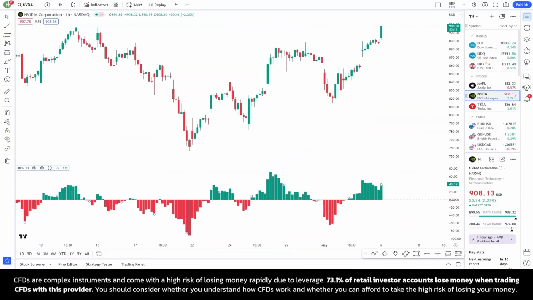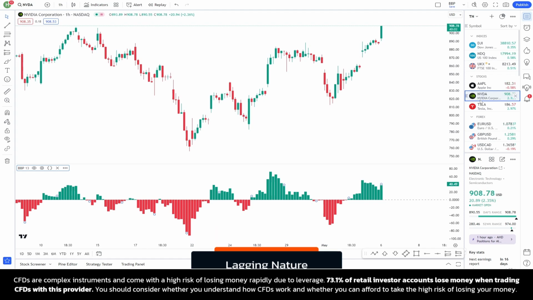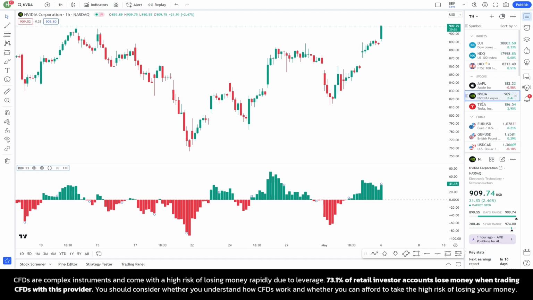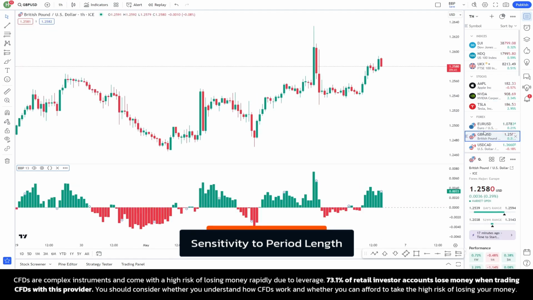However, despite its numerous advantages, it's crucial to acknowledge the indicator's limitations. Firstly, the indicator's lagging nature poses a significant challenge, as it relies on past price data to generate signals. This delay can result in missed trading opportunities or late entries and exits, diminishing the effectiveness of the indicator in capturing timely market movements.